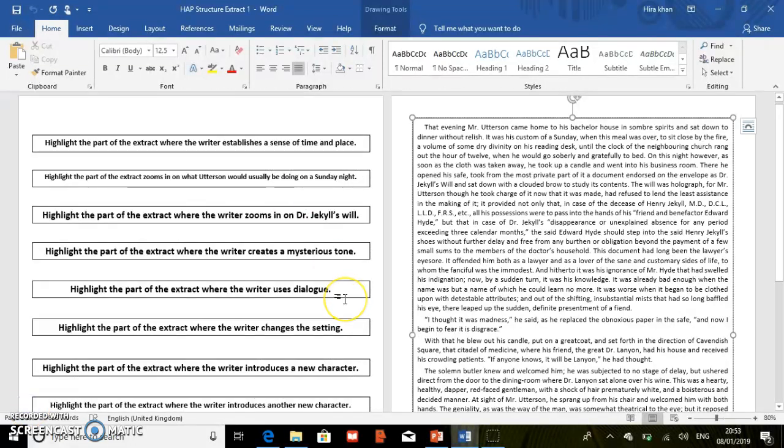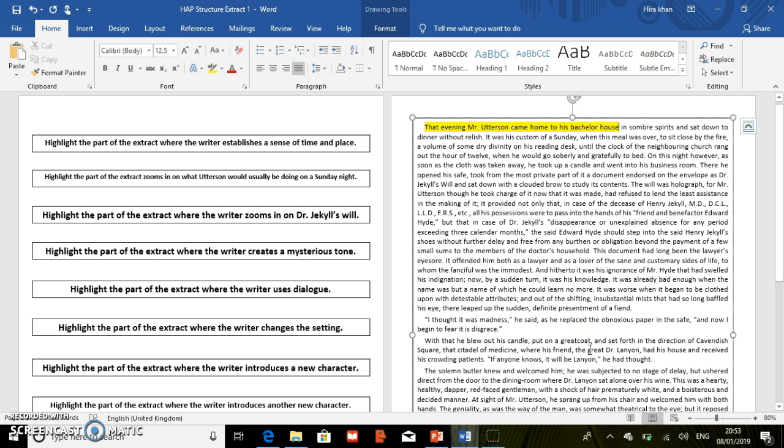So on the left-hand side of the page, it will tell you exactly what you need to do. So step 1 is to highlight the part of the extract where the writer establishes a sense of time and place. So for example, this would be a really good example here of a sense of time and place. Then if you think there's any more examples, try to look for them yourself and highlight them.